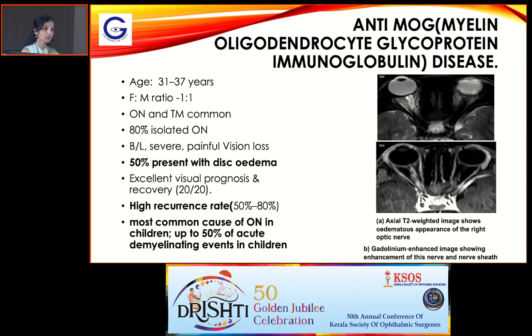Okay, and in children, this is one of the most common causes of optic neuritis, and it causes up to 50% of acute demyelinating events in children. And MRI shows this characteristic optic nerve enhancement. Sometimes even the perineural enhancement or the nerve sheath enhancement is thought to be very typical of MOG disease.